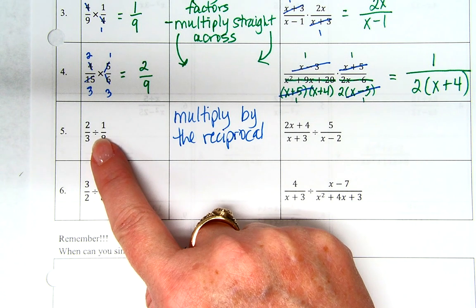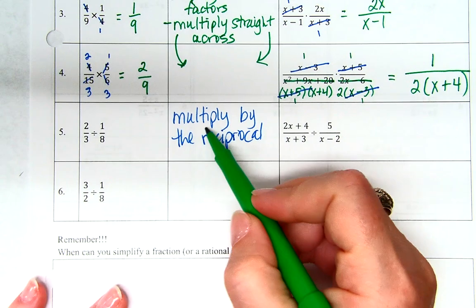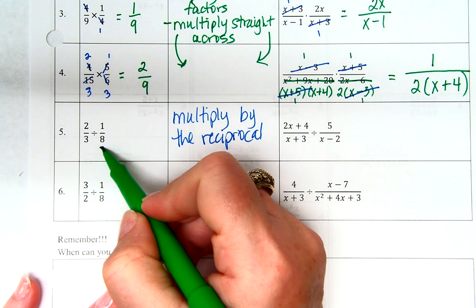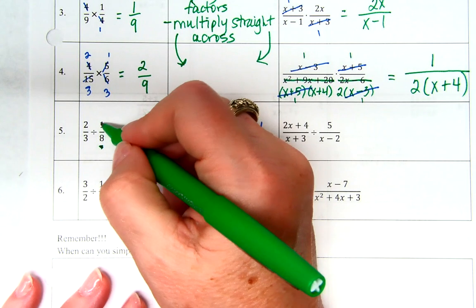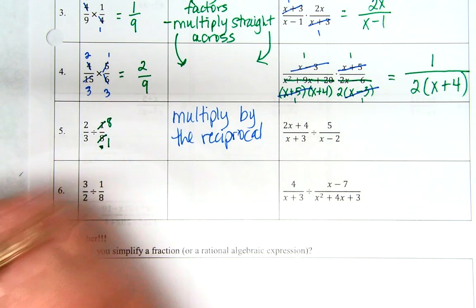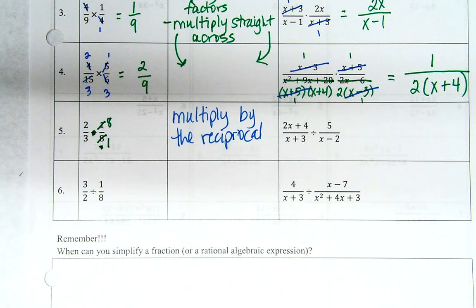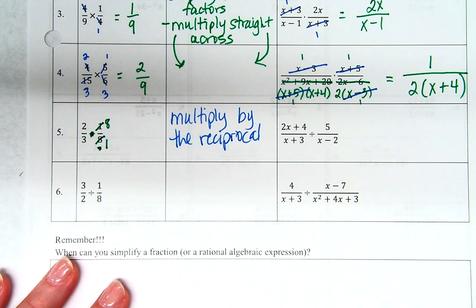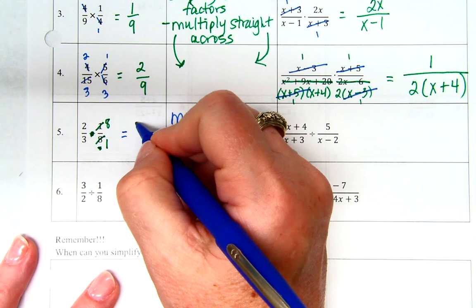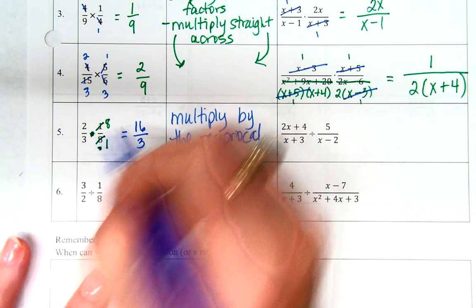It's what we're dividing by. That's just what you do, right? You know that. That's what we're doing. We're multiplying by the reciprocal of what we are dividing by to begin with. And so what I'm going to do is cross out the 1 and put an 8, and cross out the 8 and put a 1. And then I'm going to multiply. How do I multiply fractions? So what do we get? 16 over 3.